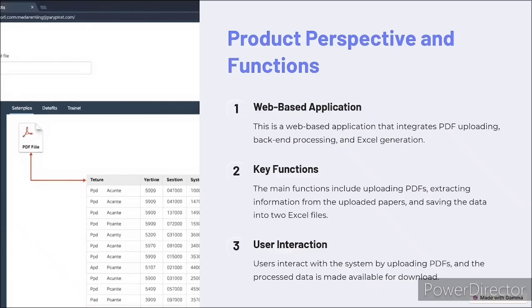Now, coming to the project perspective and the functions. From a technical perspective, this is a web-based application that integrates PDF uploading, backend processing, and Excel generation. The main functions of this project include uploading the PDFs, extracting the information from the uploaded papers, and saving the data into two Excel files: one for the data before the abstract heading, and the other will store all the main extracted data like title, journals, and the date.